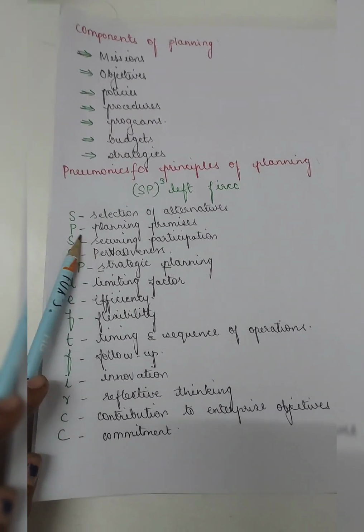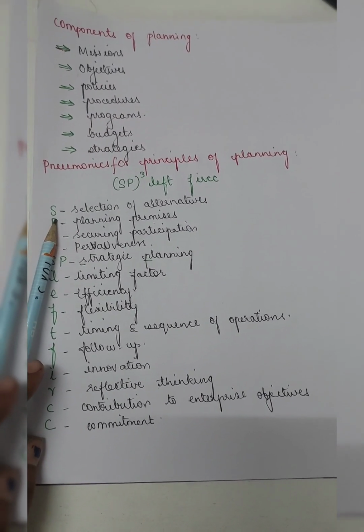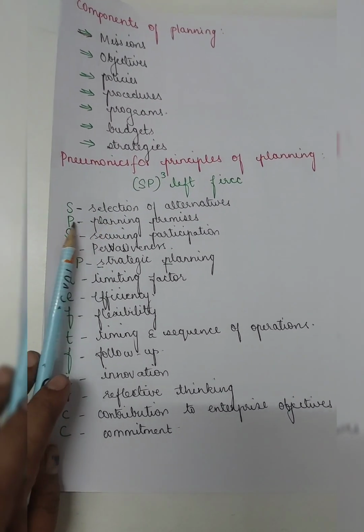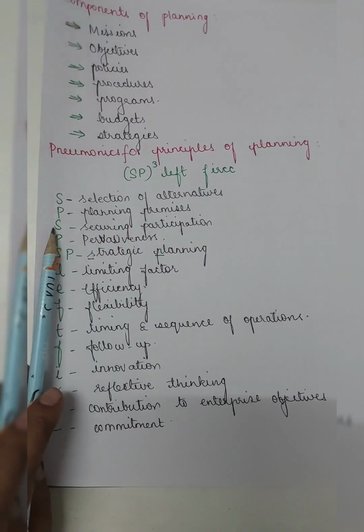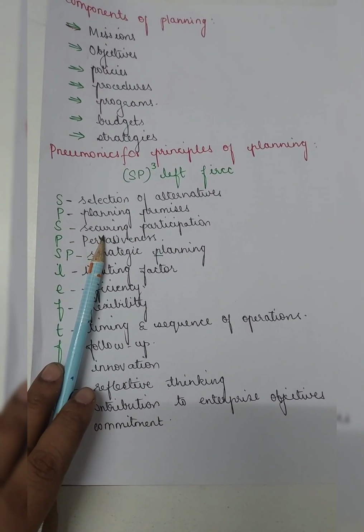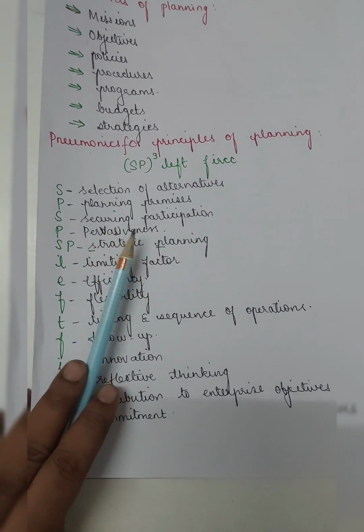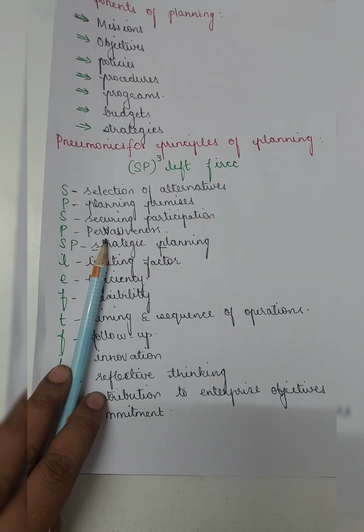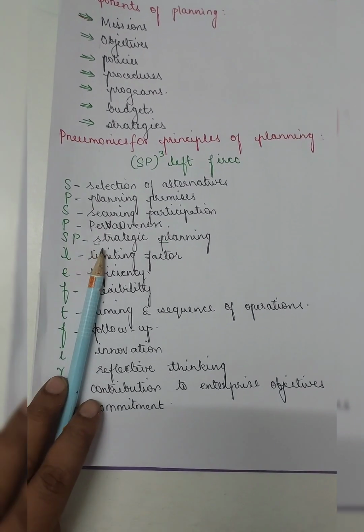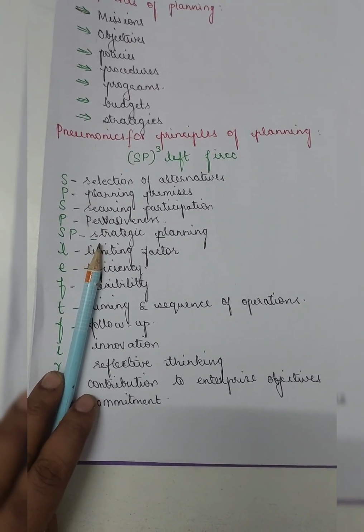S is for principle of selection of alternatives. P is for principle of planning premises. S is for principle of securing participation. P is for principle of pervasiveness. And S is for principle of strategic planning.